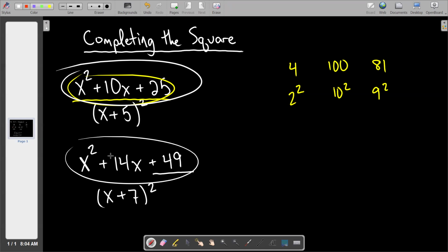You take the number that's in the middle, which is 14, and you divide it by 2. What's 14 divided by 2? It is 7, and then square that, and what do you get? 49. And that's the number that you'll always use to complete the square. Okay? Let's practice this again.